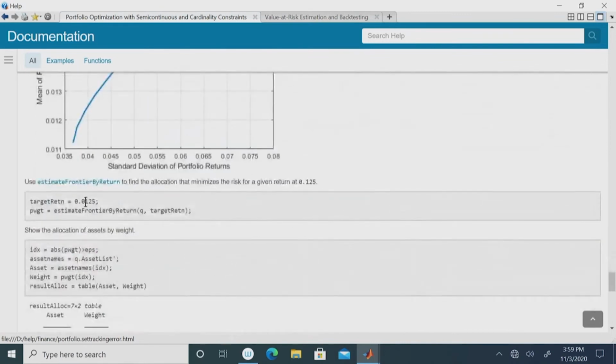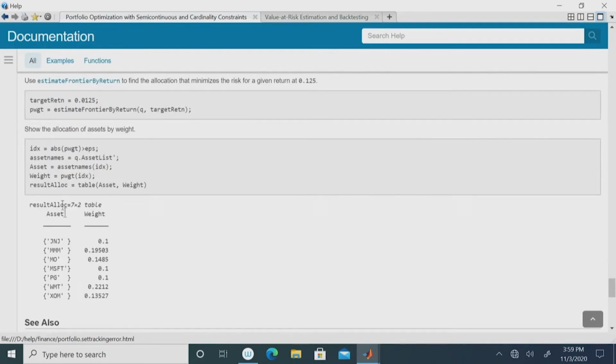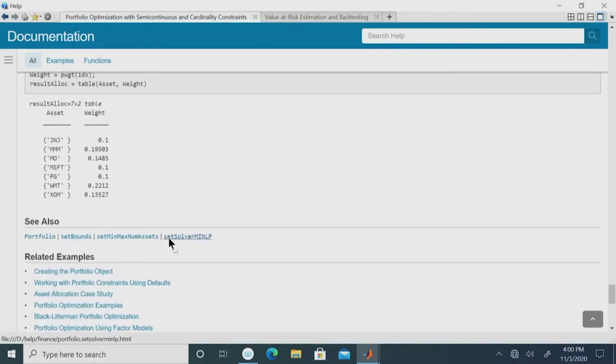So, you set the target return of 12.5% on the tracking portfolio, and once you have included that particular condition, you can again do the allocation, and it turns out that these are the weights that are going to give you the optimal allocation in case of this target return being imposed on the problem of a tracking portfolio that is used for tracking error purposes.